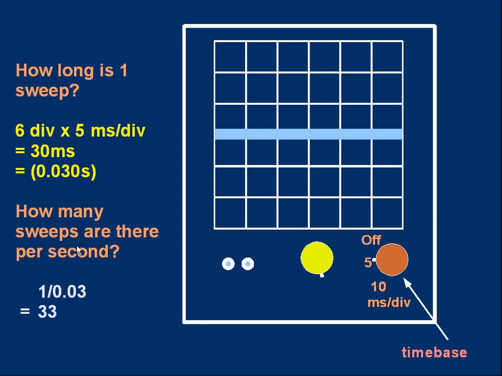How many sweeps are there per second? Well, how many 30 milliseconds are there in a second? We've just got to divide 1 second by 0.03, and to 2 significant figures, it's 33. So each sweep occurs and instantly the next sweep occurs, and that happens 33 times each second, giving the illusion of a continuous line, but it's actually the spot moving across very quickly.